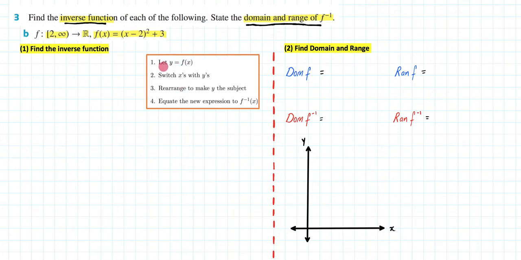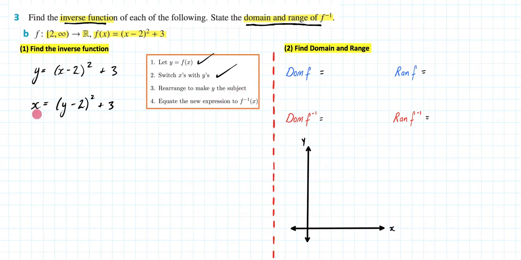The first step is let y equals f of x. So here's f of x equals this. So I can go y equals (x minus 2) squared plus 3. I've done the first step. Next step, switch x's with y's. So now I'm going to switch my x's and y's. So I'll get an x here equals (y minus 2) squared plus 3. I've done that step. Next, rearrange to make y the subject.